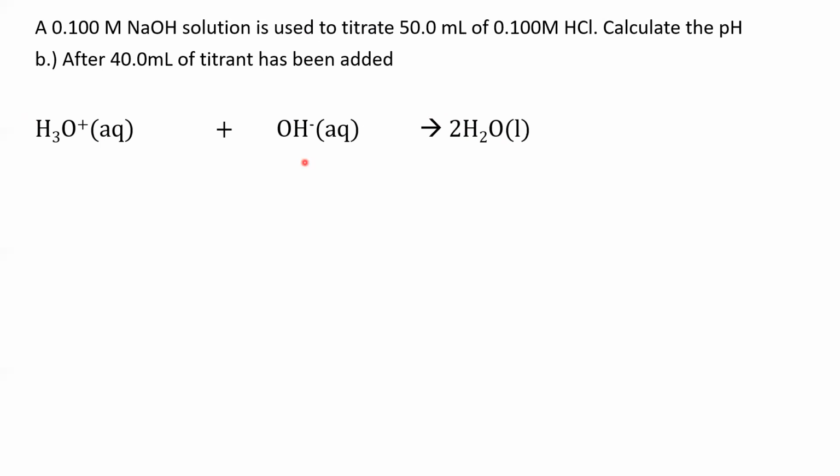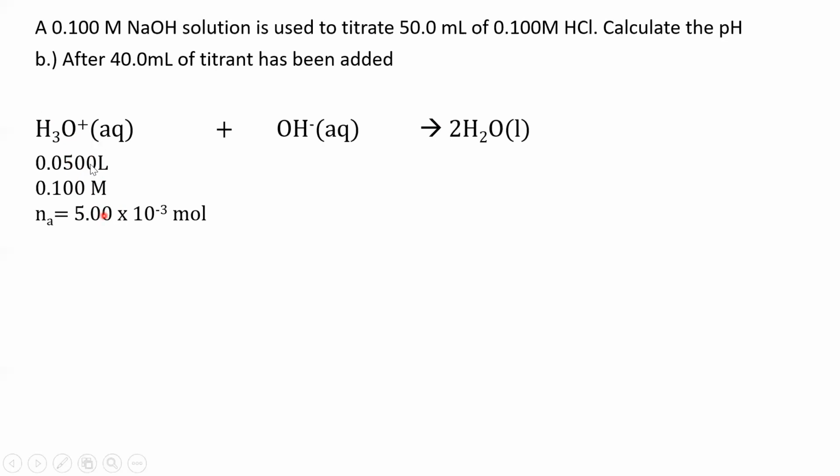Now, we need to calculate the moles of our acid and our base. They don't start out in the same solution, so we can't just look at their molarities. They're not relative to each other. So we would take the volume and the molarity of our acid and figure out the moles of our acid. So we have 5.00 times 10 to the minus 3 moles of hydronium ion in our solution. Again, we're just taking molarity times volume. That gives us moles.